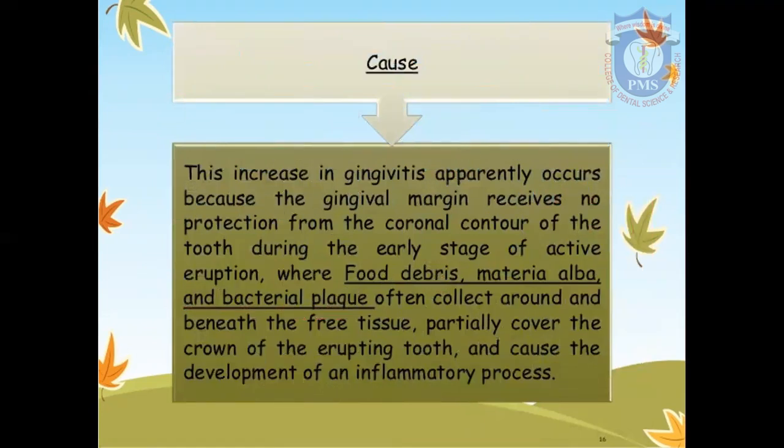Now, what is the cause for this eruption gingivitis? Because the gingival margins receive no protection from the coronal contours of partially erupted teeth, food impingement on the gingiva can cause a localized inflammation of the tissue. Once the permanent tooth has fully erupted and plaque control measures are instituted, eruption gingivitis usually resolves without any intervention.